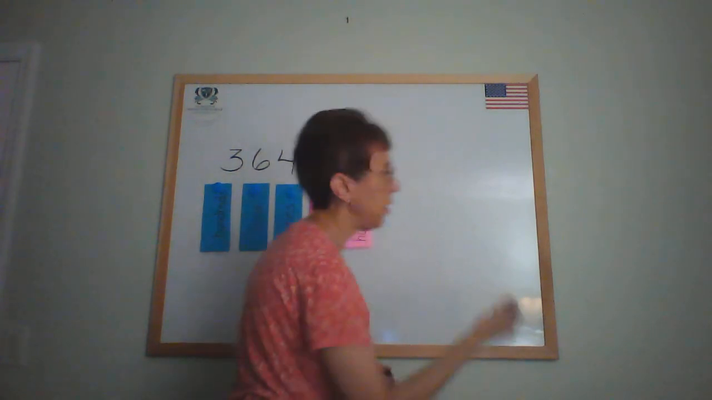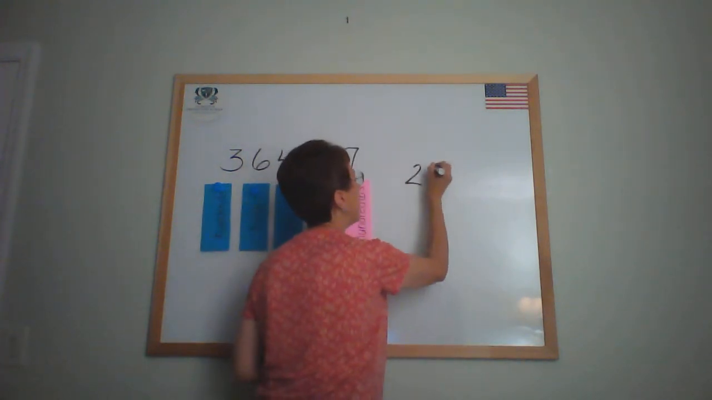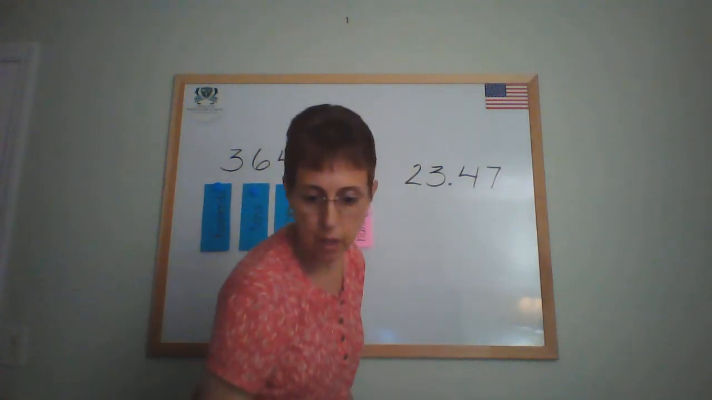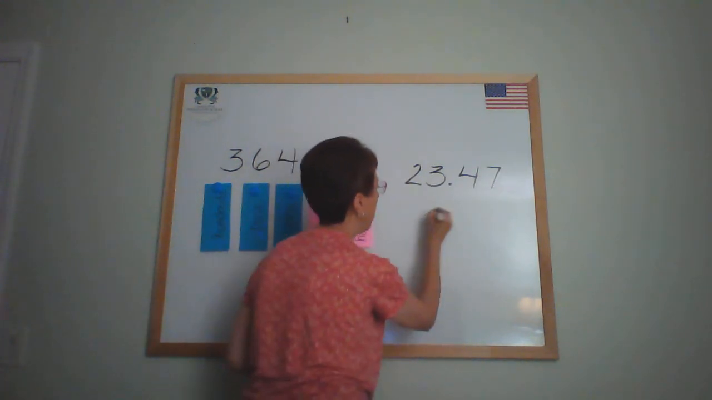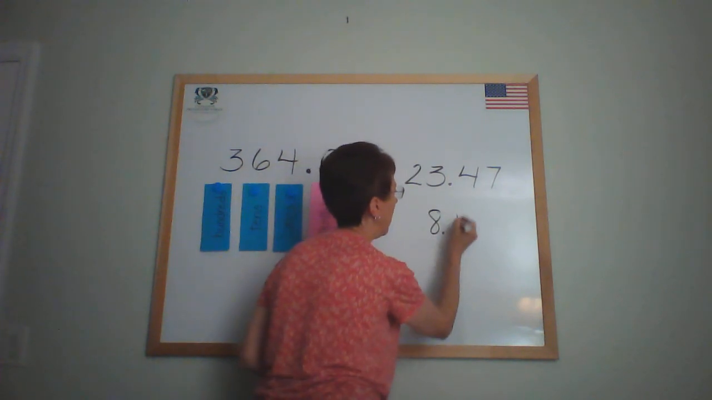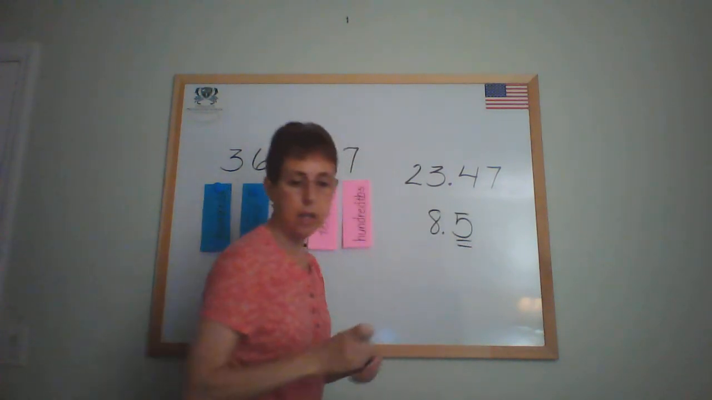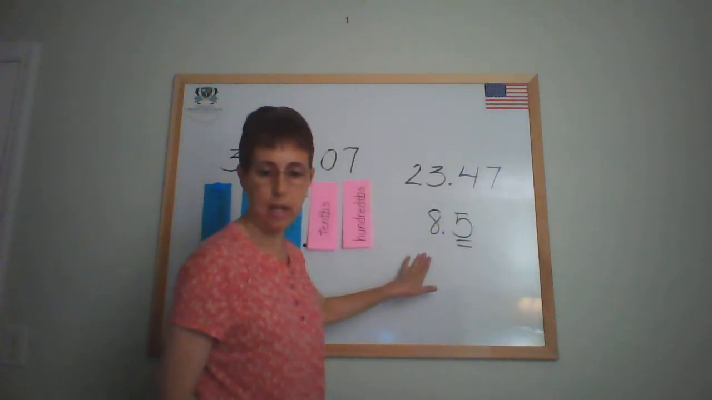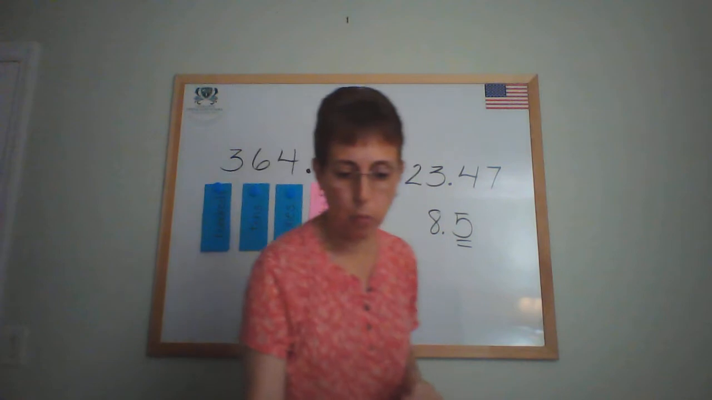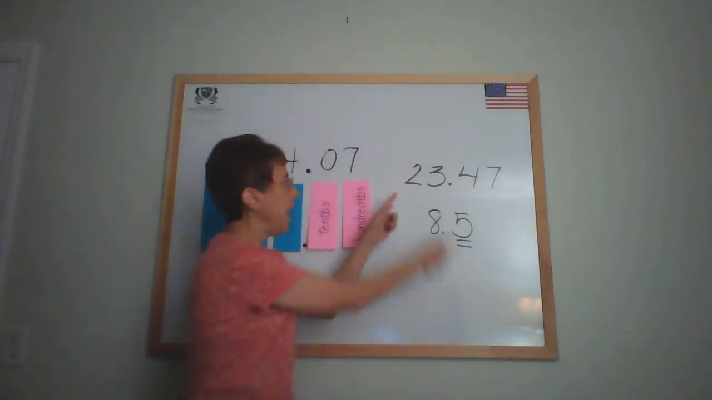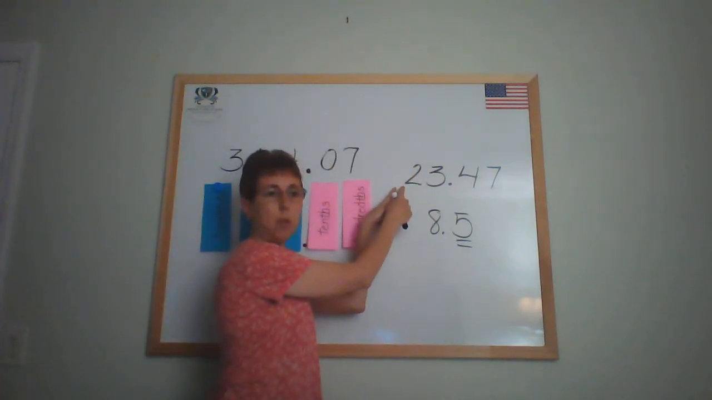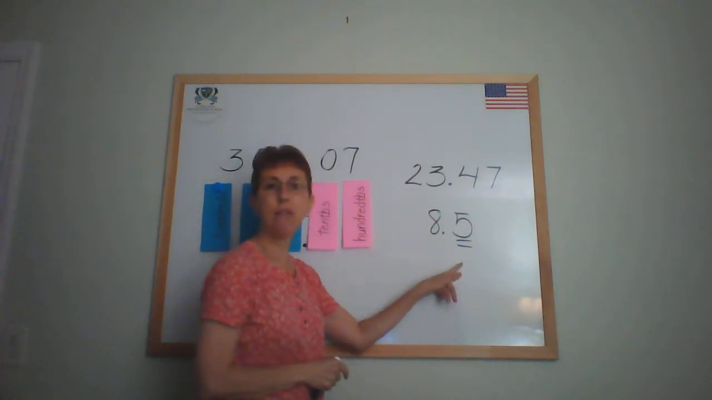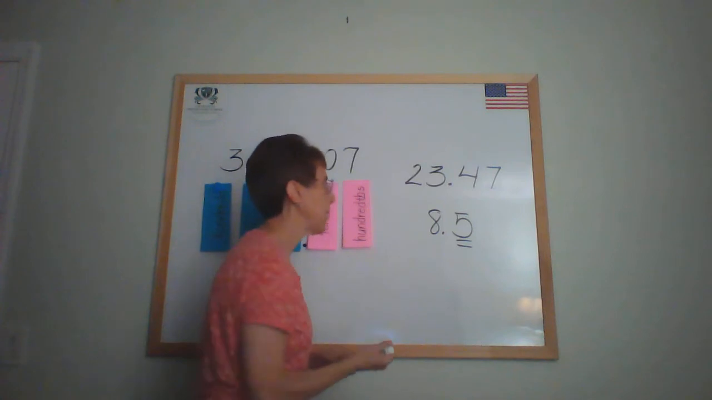Okay, so your number is 23 and 47 hundredths, compared to the 5 in 8 and 5/10. Okay, so they're giving you two decimal numbers, 23 and 47/100ths and 8 and 5/10. And what they want to know is which digit in this number, the 23 and 47/100ths, is in the same place as the 5 in 8 and 5/10.